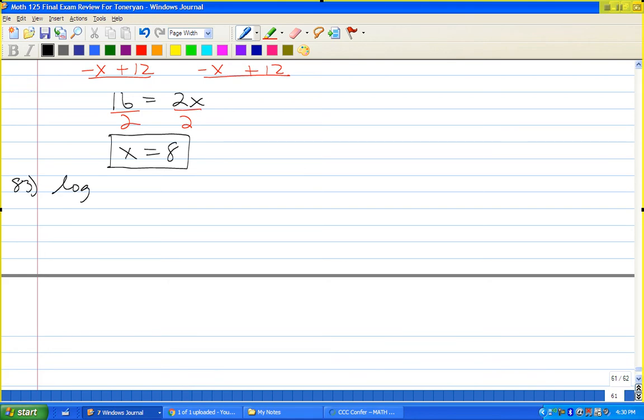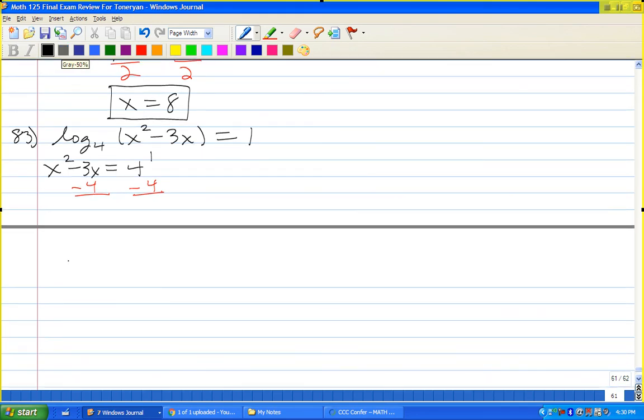Log base 4 of x squared minus 3x is equal to 1. So let me rewrite this logarithmic form in exponential form. So the base is 4, the exponent is 1, and the result is x squared minus 3x. Let me subtract 4 from both sides of my equation. And so I get x squared minus 3x minus 4 is 0.